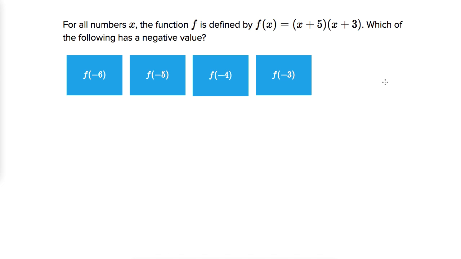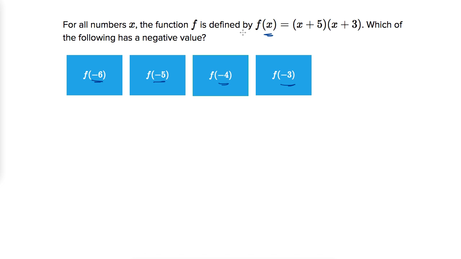For all numbers x, the function f is defined by f of x equals x plus 5 times x plus 3. Which of the following has a negative value? And we're given a bunch of options for f of something. Now remember, when you have a function, you plug the number that's inside the parentheses in for the value that's here. So in each of these cases, we're just substituting this number in for x.